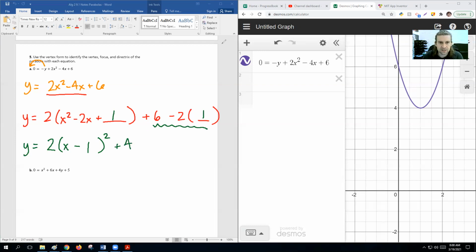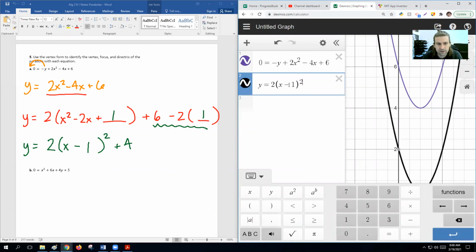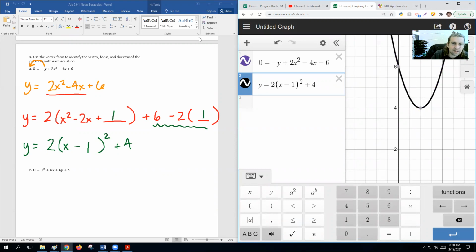All right, so let's see if we did this correctly by graphing that equation that we just figured out. Y equals 2 times x minus 1 squared plus 4. There we go. It lines up perfectly on there. Okay, so next thing we want to do, it asks us for the vertex, the focus, and the directrix.